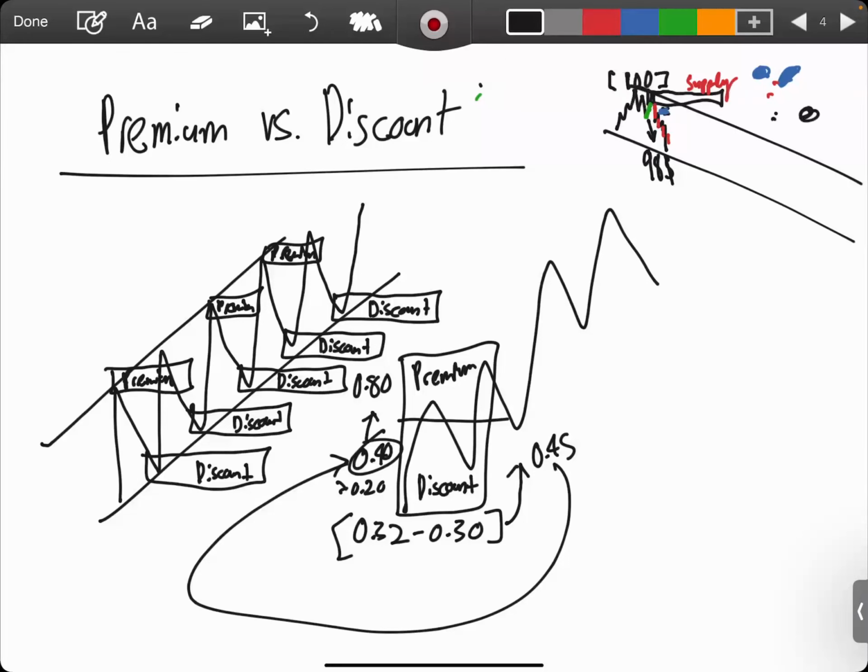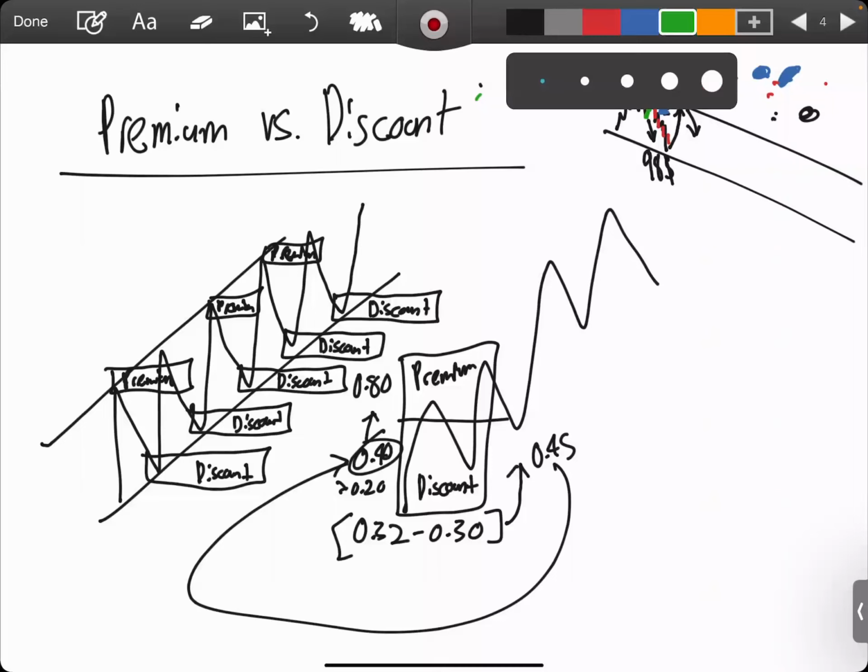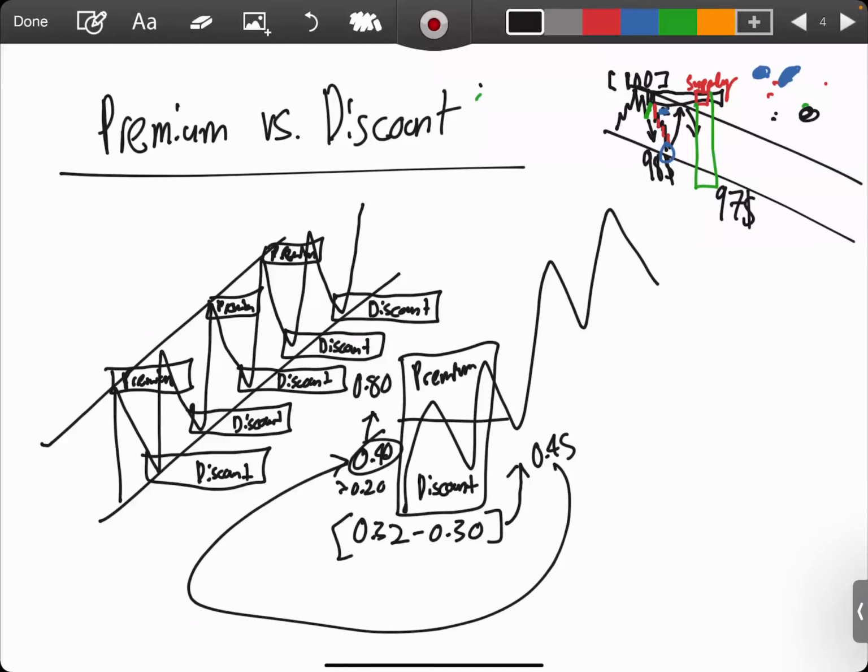Now what we want to do is wait for price to retrace back into that supply to fill in that inefficiency before looking for discounted puts to put in the next swing low to 97 PT or 96 or whatever, okay?